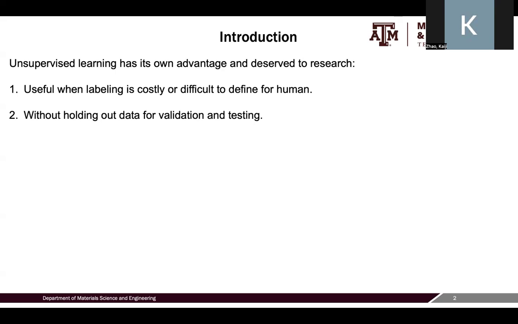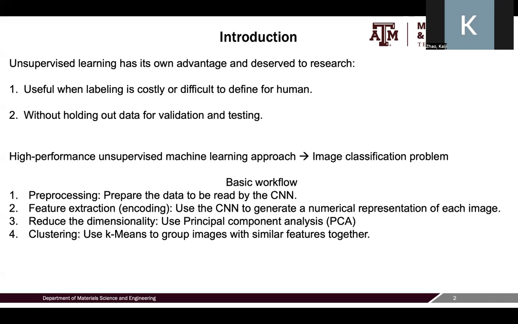In this literature, they applied a high-performance unsupervised machine learning approach to tackle an image classification problem. The basic workflow has four main steps. The first step is pre-processing. In this step, they prepare the image data so that it can be read and processed by a convolutional neural network. The second step is feature extraction.